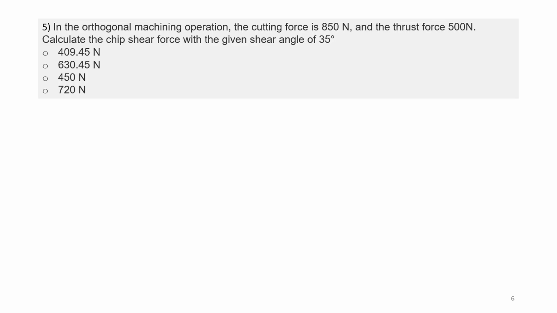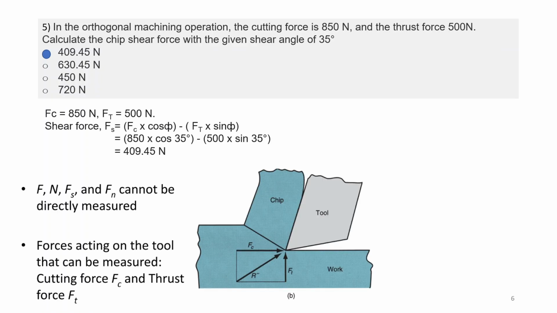Fifth question is, in the orthogonal machining operation, the cutting force is 850 Newton and the thrust force is 500 Newton. You have to calculate the chip shear force with the given shear angle of 35 degree, and your options are 409 Newton, 630 Newton, 450 Newton, 720 Newton. The answer will be 409 Newton.